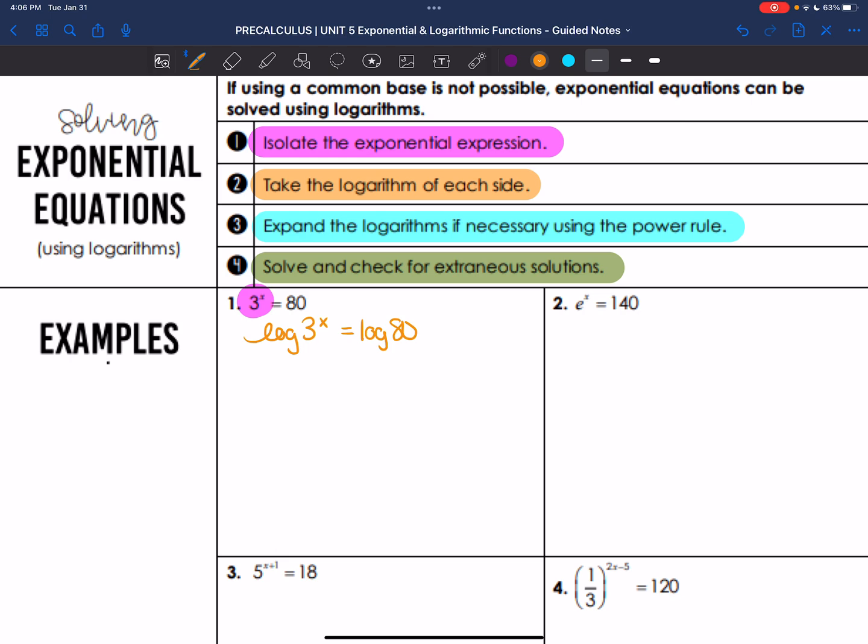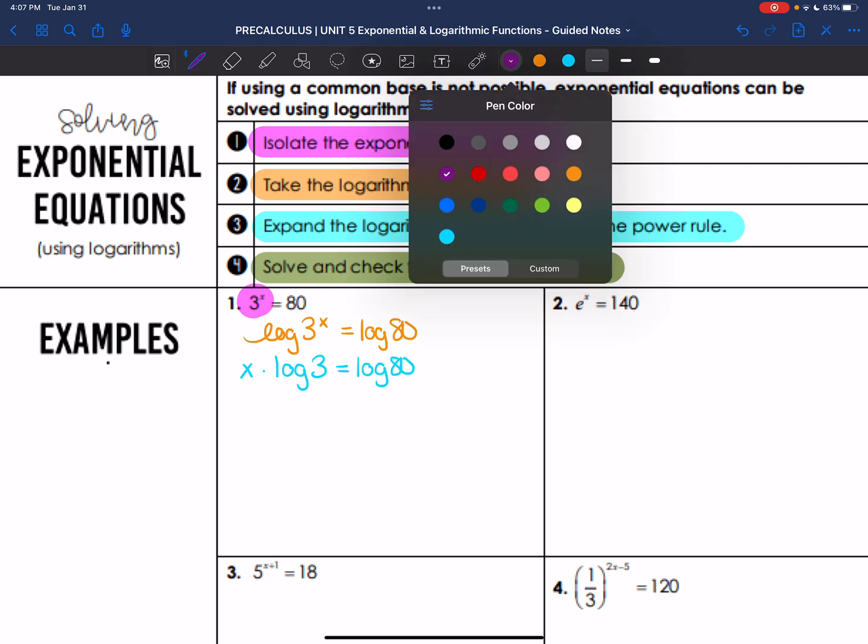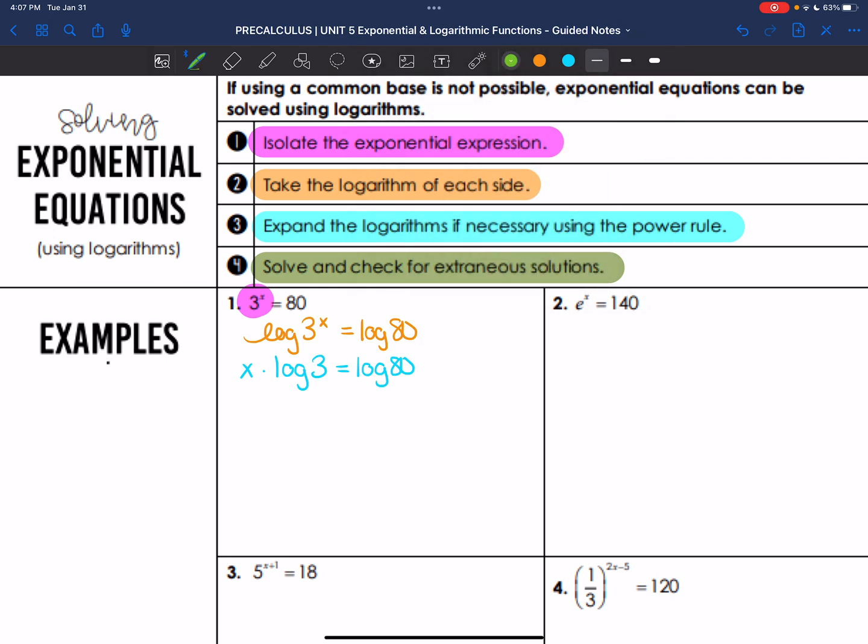Step number 3 is to go ahead and expand the logarithm if necessary using our power rule. And so that means that power of x is going to now become the value that my log 3 is being multiplied by. And then we are ready for our final step, which is to go ahead and solve.